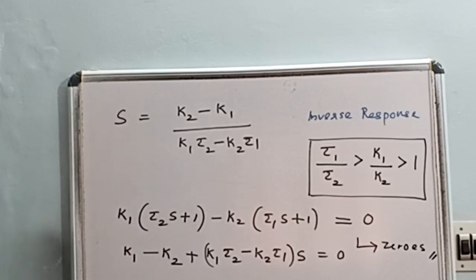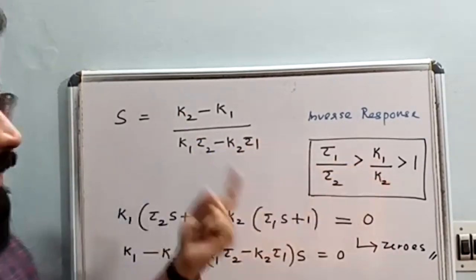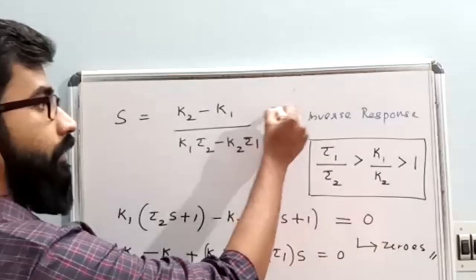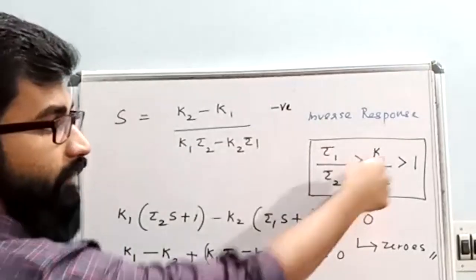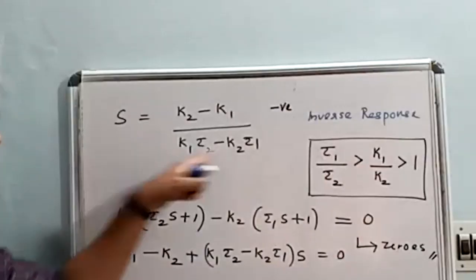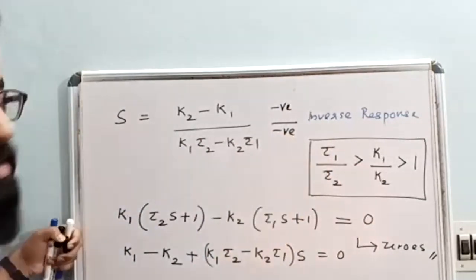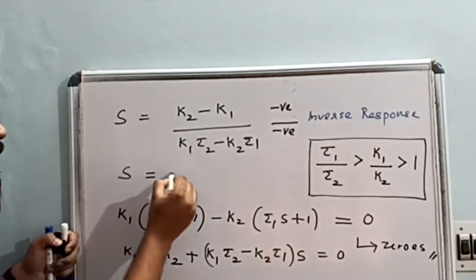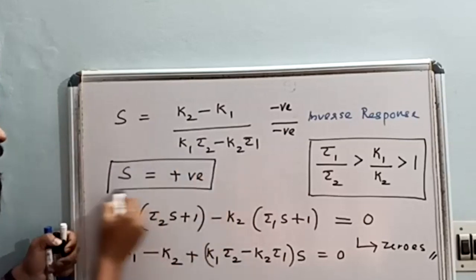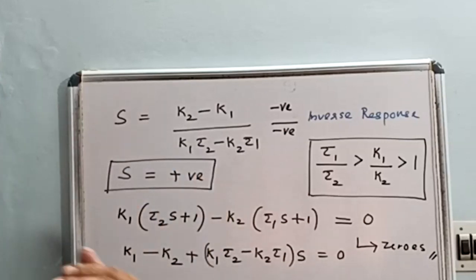So when you solve and find this value of S, you know K1 is greater than K2, so the numerator will be negative. And K2 tau 1 is greater than K1 tau 2, so the denominator will also be negative. Negative divided by negative, so your 0 is positive. So the meaning is, for inverse response, you will have a positive 0. Clear? This is the condition for inverse response, that we have a positive 0.